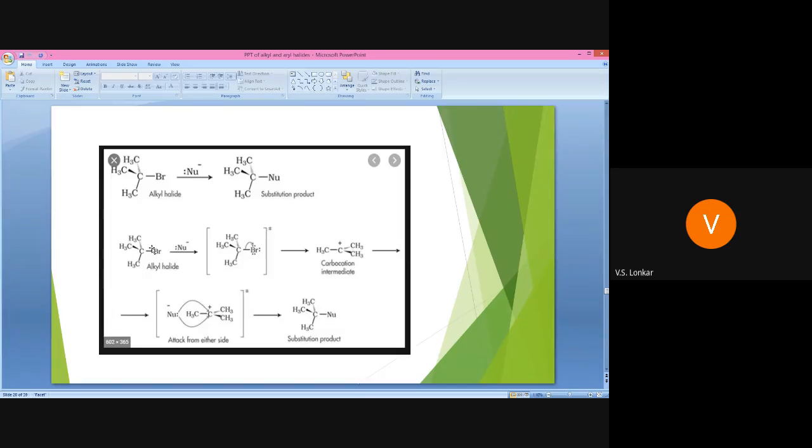But here the first step is the slow step, and in this slow step only one reactant is involved, that is the tertiary butyl bromide. Therefore, the rate depends only on the concentration of that reactant, and it is a unimolecular reaction. Got it? Why is it called the SN1 reaction? Because in the mechanism, the slow step involves only one reactant. The rate of reaction depends on the concentration of only one reactant. Therefore, it is a unimolecular reaction.